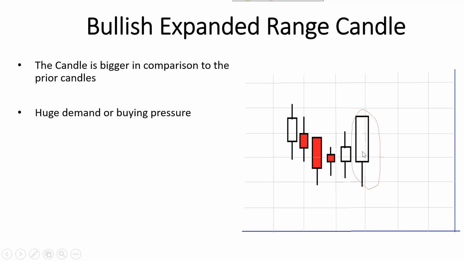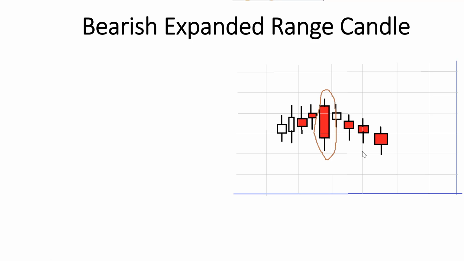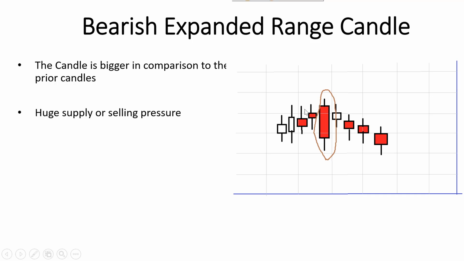A bearish expanded range candle. Here again the body is expanded but it's red, which means we have a very negative price movement. The selling pressure is high. And the high selling pressure is due to huge supply. Everybody wants to sell away, so the upcoming days are negative.